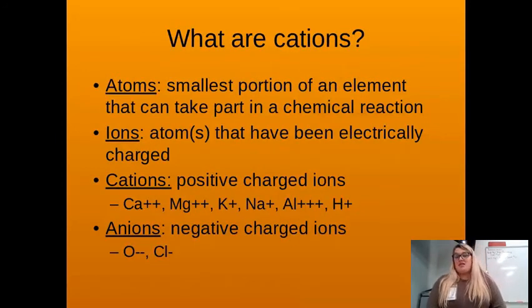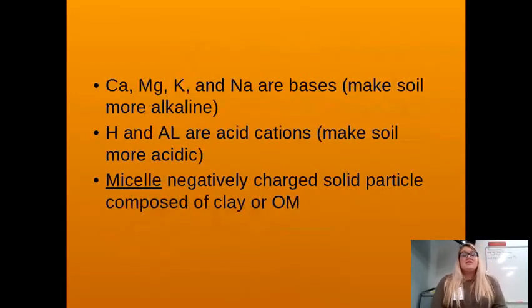So what are cations? Going back to physical science, we have atoms, the smallest portion of an element. We have ions. Atoms that are charged electronically are ions, and they're either positive or negative. Positively charged ions are cations, negative are anions. So basically we're looking at the exchange of these ions. Calcium, magnesium, potassium, and sodium are all bases or alkaline. Hydrogen and aluminum are acidic, and they are cations.